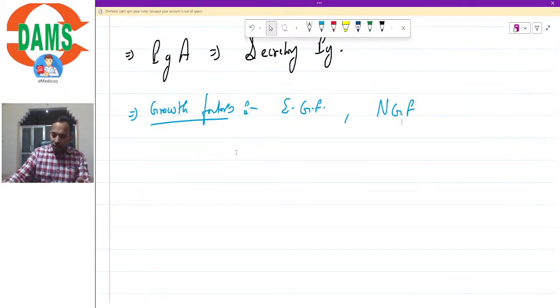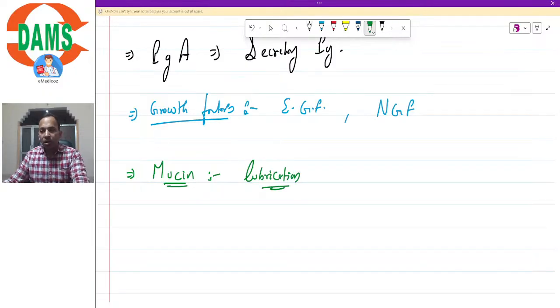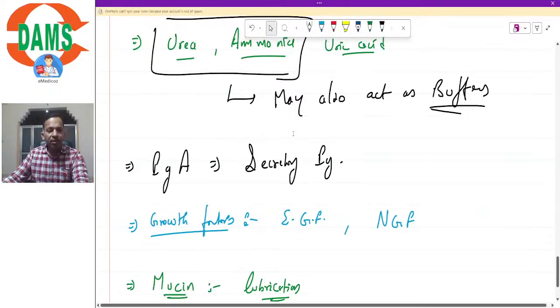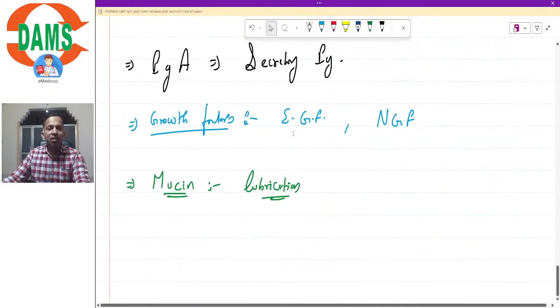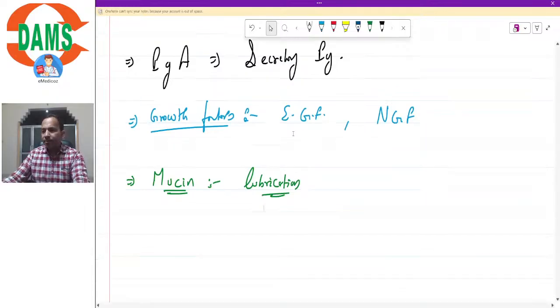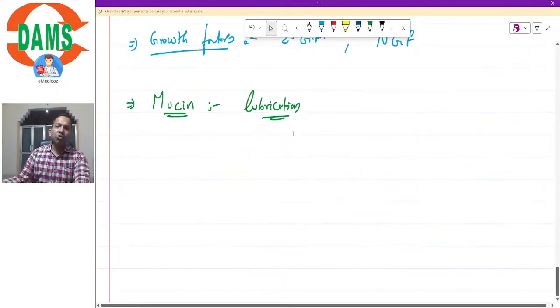Apart from this, the mucinous secretory unit, what does it secrete? It secretes mucin. So mucin is also found in saliva and it helps in lubrication, right? I hope I am clear about these components. Is there any doubt? If you have any doubt, you can ask me. So there are different enzymes, growth factors, mucin, immunoglobulins, and then there are some excretory products as well. Clear? So this was about the composition of saliva.